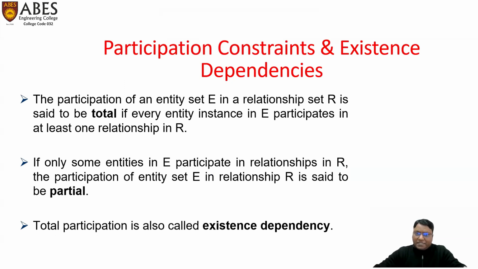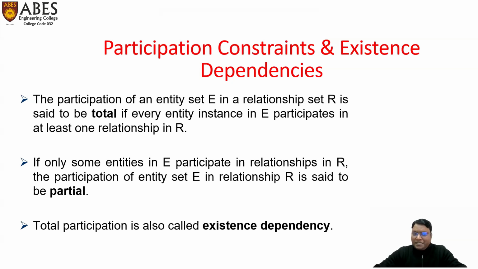participation constraints and existence dependencies. The participation of an entity set E in a relationship set R is said to be total if every entity instance in E participates in at least one relationship in R. You cannot skip any entity from the entity set. This is called full participation.